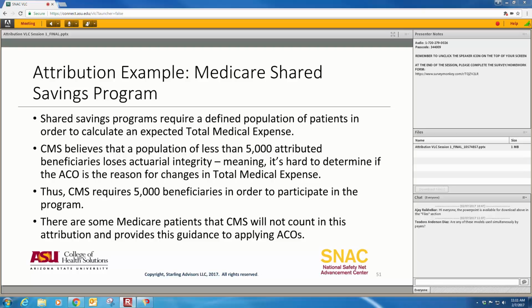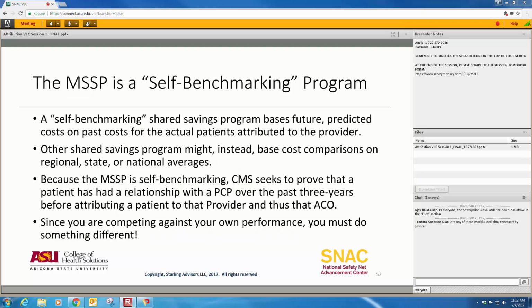Therefore, they require that an ACO have a minimum of 5,000 beneficiaries. And there are some Medicare patients that will not count in the attribution, and as a result, while our practice management system, for example, might tell us, "Oh, we've got 6,000 patients who we've seen last year that have Medicare as an insurance, we should be a shoo-in for this program," it's not quite that simple. So there's a variety of rules that make up the CMS attribution model.